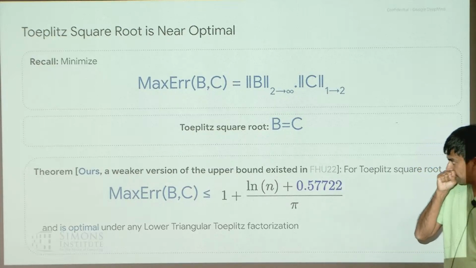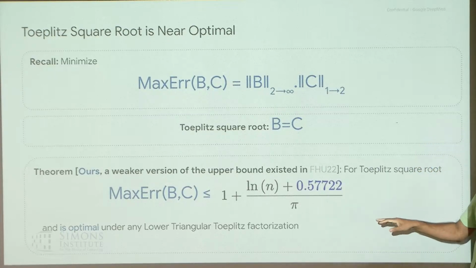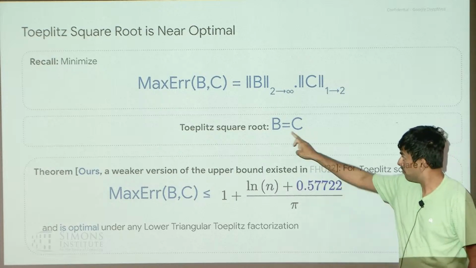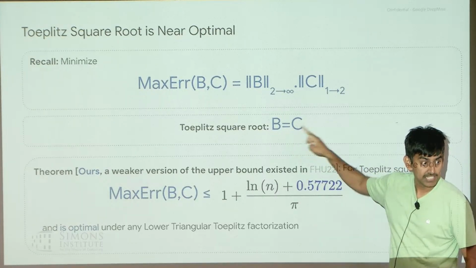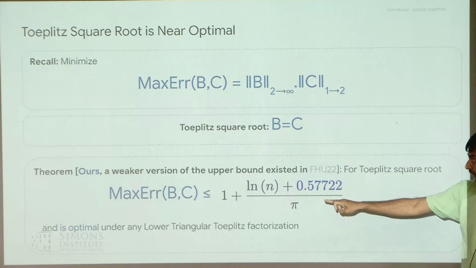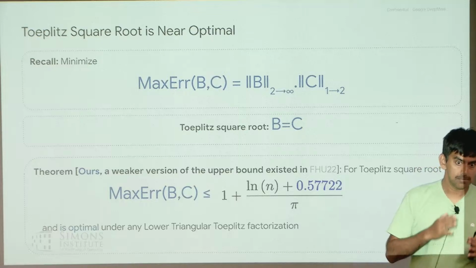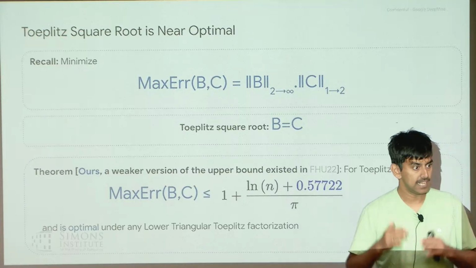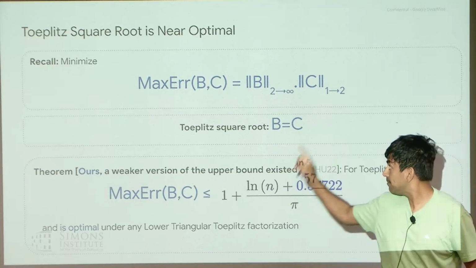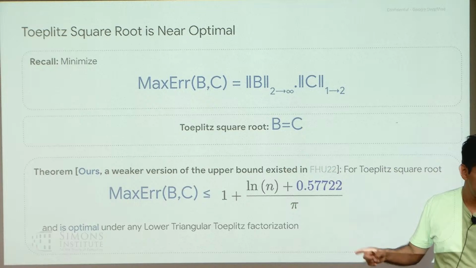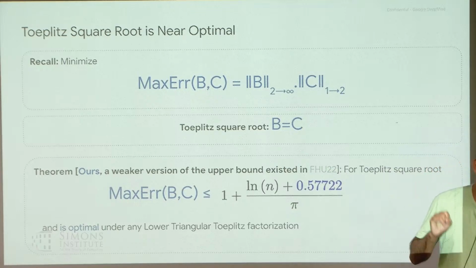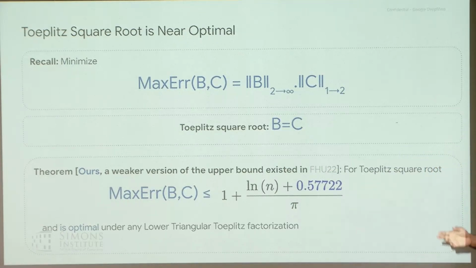Okay, and it requires some work to show that taking the Toeplitz square root is optimal under any lower triangular Toeplitz factorization. If I give you this matrix and tell you that the restriction is that B and C have to be Toeplitz matrices and they have to be lower triangular, the fact that B equal to C is the right choice requires a proof. In fact, in the initial submission, we had a wrong proof, which we corrected and sent.